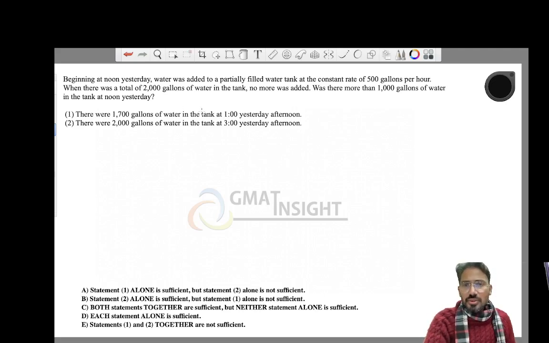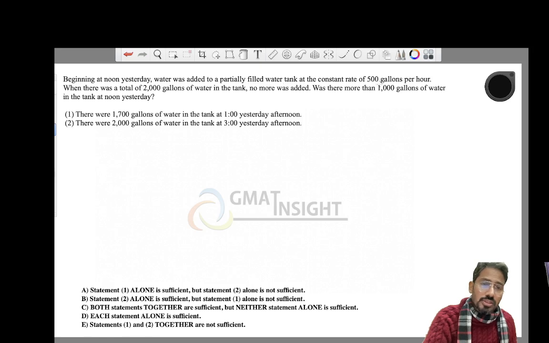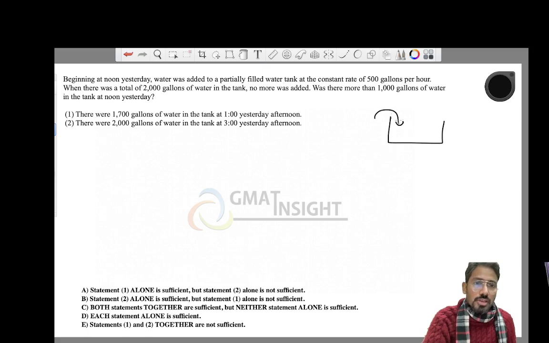Hi, let's just look at another question that again comes from arithmetic, which is one of the most favorite units of GMAT right now. Let's just quickly look at this question. The question starts with: beginning at noon yesterday, water was added to a partially filled water tank at a constant rate of 500 gallons an hour. So we have a tank, and the water is coming in at the rate of 500 gallons an hour.